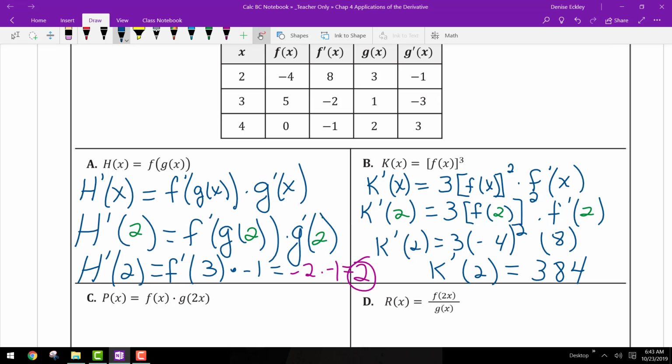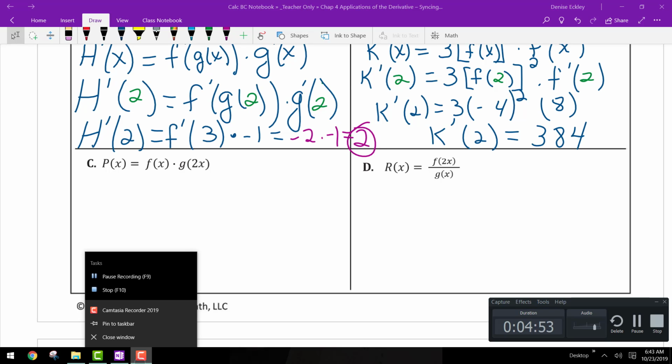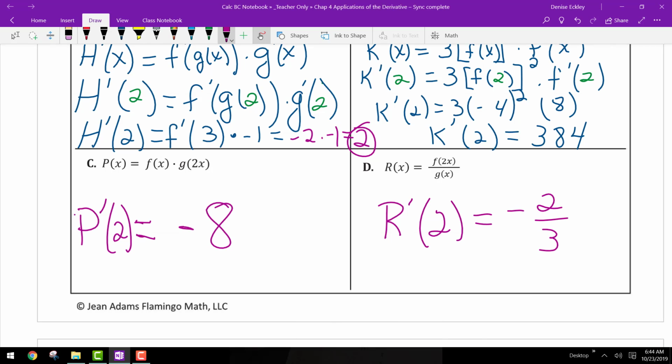So k prime of 2 is going to equal 384. Okay, so I would like you guys now at this point to try the last 2 of these problems. So please pause the video, and then I will put the answers here in a second. Okay, so there are the answers for C and D. P prime of 2 is -8, and R prime of 2 is 2/3.